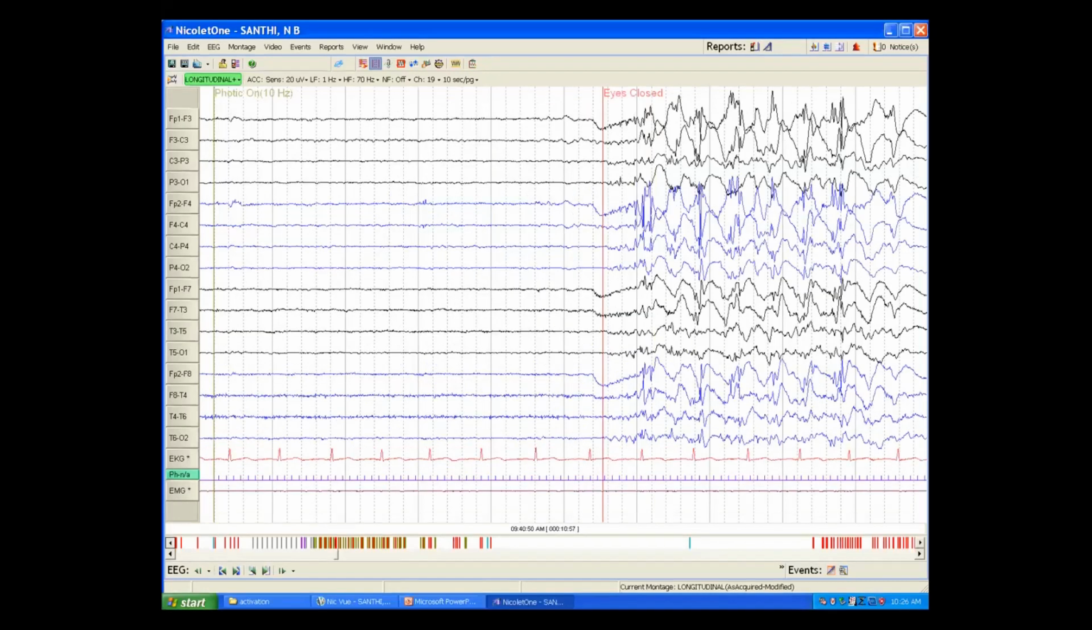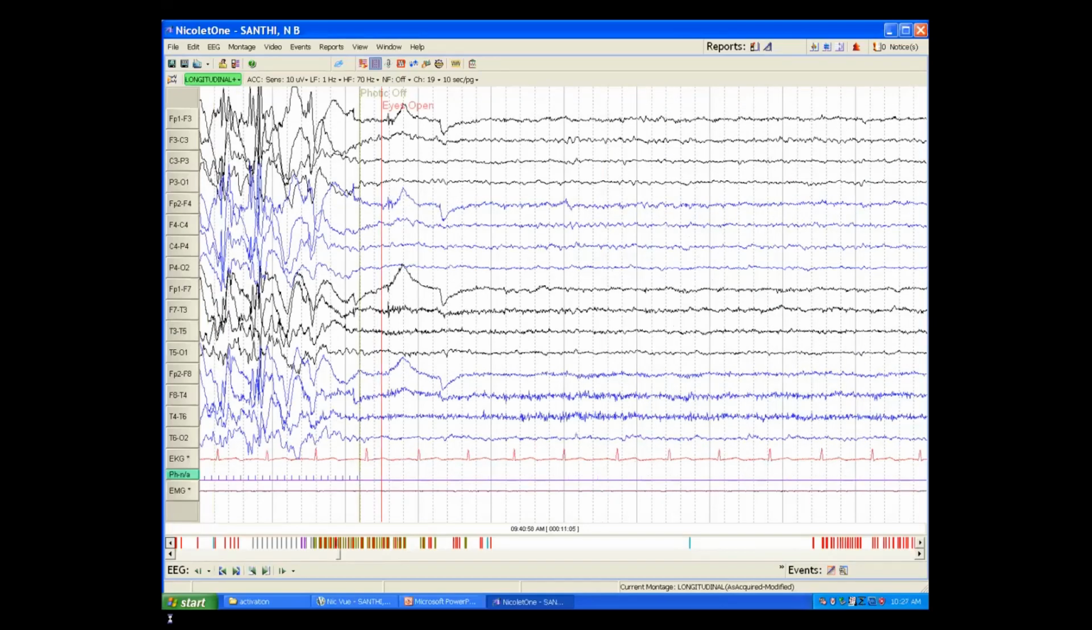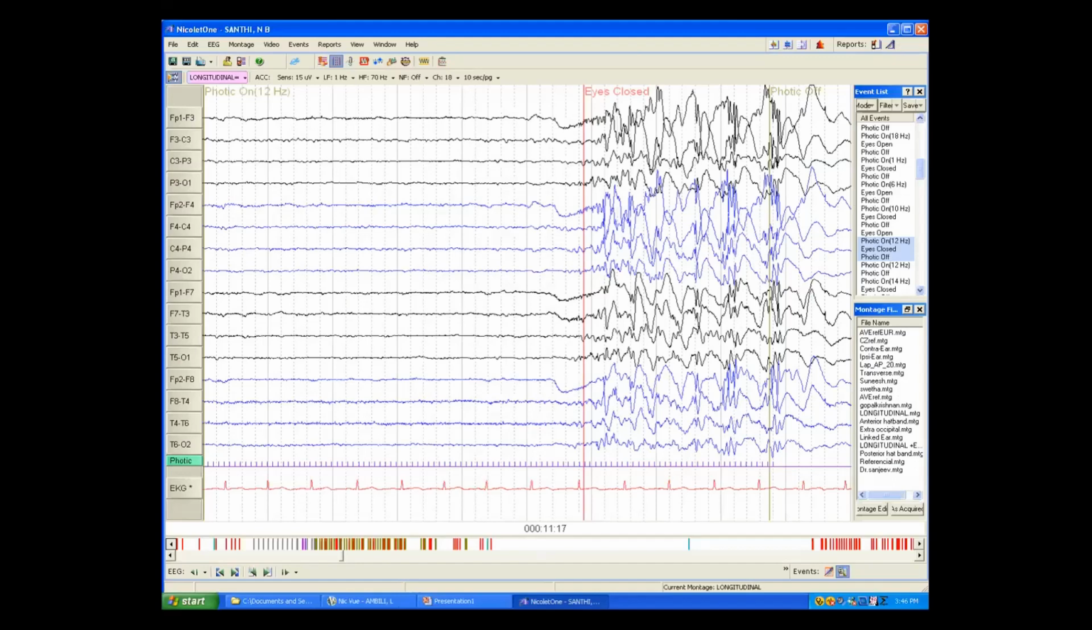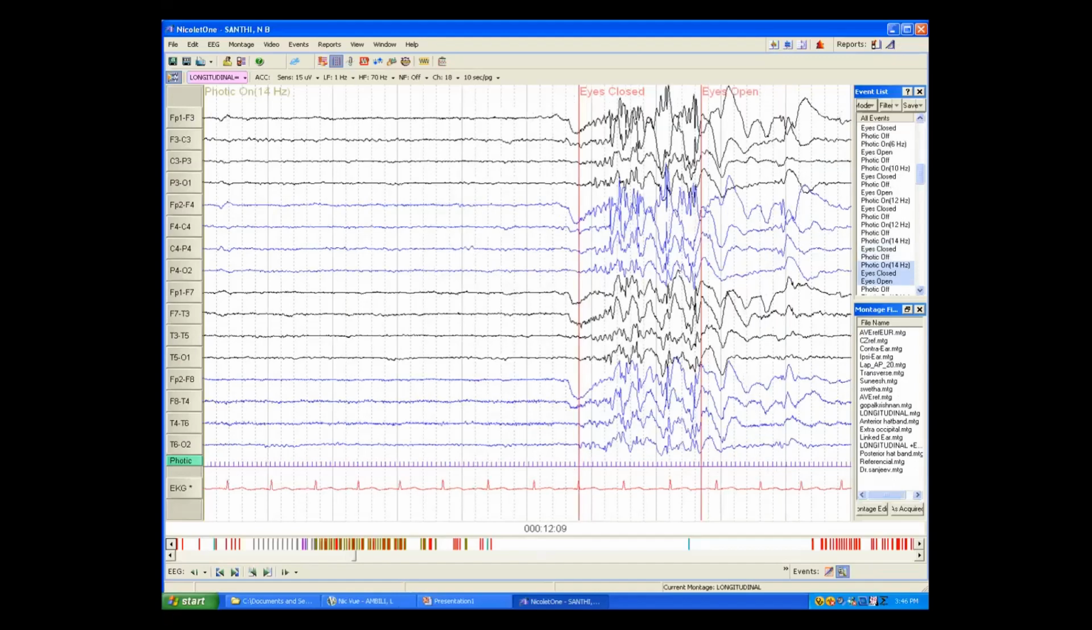Again, this is another patient showing a photosensitivity response at 10 hertz with eyes closed. And this eye closure is again a kind of photosensitive response. These patients can simply have these spikes on eye closure without photic stimulation also. And on eyes open, it becomes all right. So this is eyes closed and photic at 12 hertz. And this is at 14 hertz with the eyes closed. The eyes open, it is disappearing.